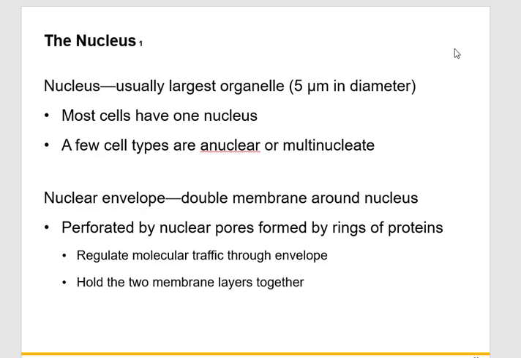Some cells don't have a nucleus. So the one that springs to mind are red blood cells. They start out with a nucleus, but as they fill up with hemoglobin, they start throwing out their organelles through the cell membrane, and eventually they also throw the nucleus out. So that's why they look like they're kind of caved in the middle, because the nucleus is missing.